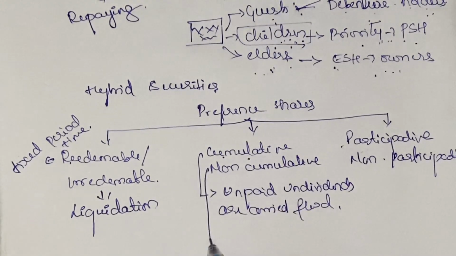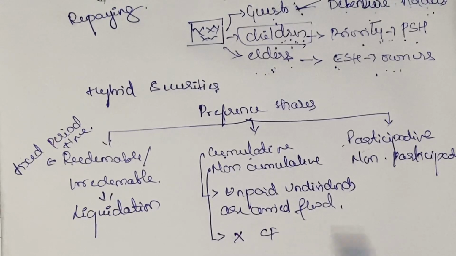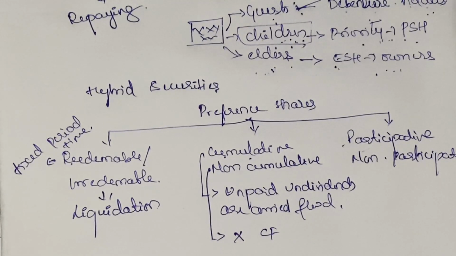So non-cumulative is, it is not carried forward. It means if I don't earn profit, no dividends means no dividend. I will not promise to pay the next year. Am I being clear? And the last one, participative and non-participative.